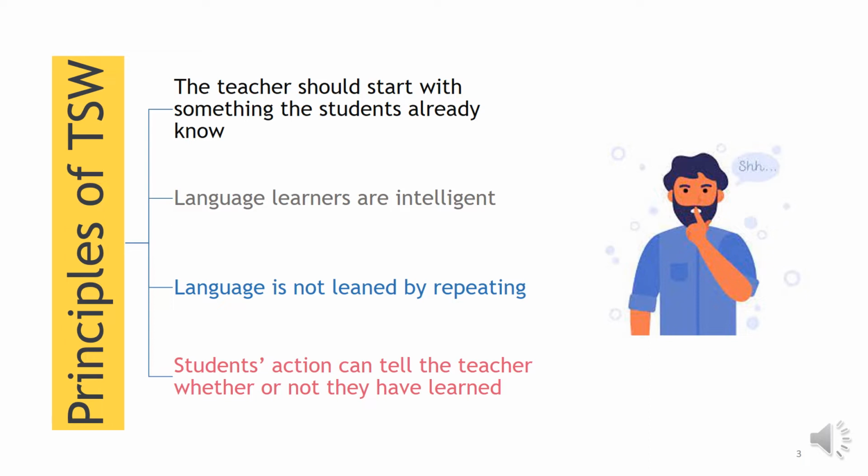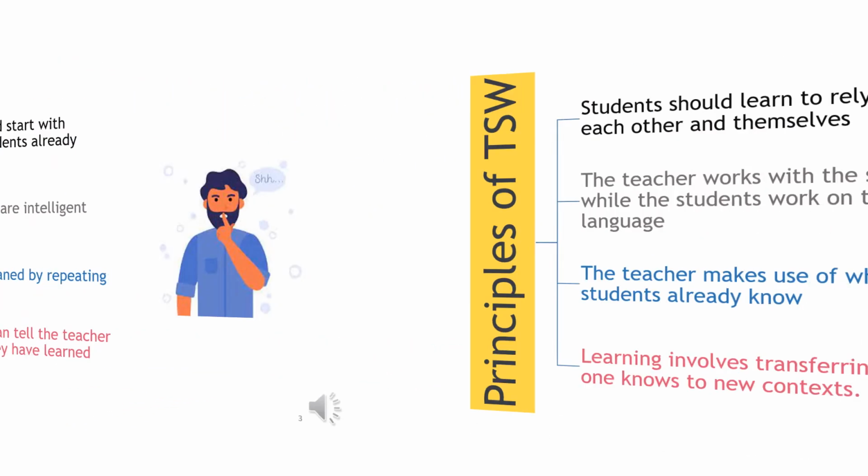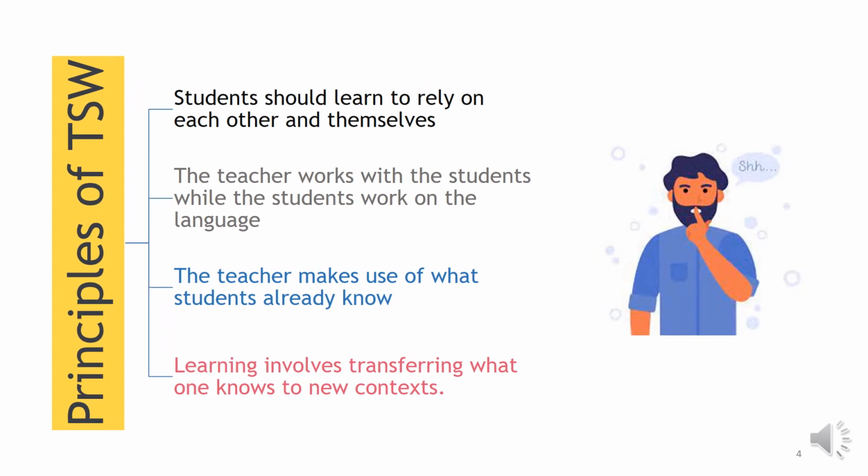So let us move to the fifth principle. The fifth principle tells us that students should learn to rely on each other and themselves. That means the teacher is not the authority in the classroom. Okay, one student says something to help another student, and that student helps another student and so on. So they have to listen to themselves and to the teacher.